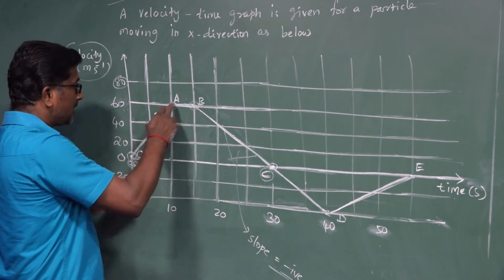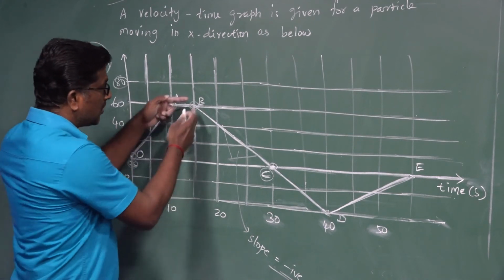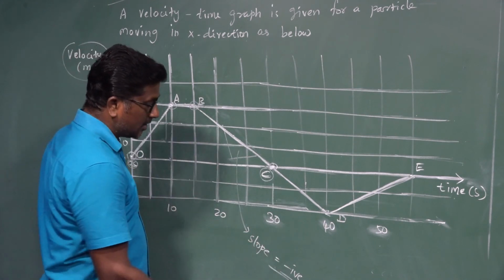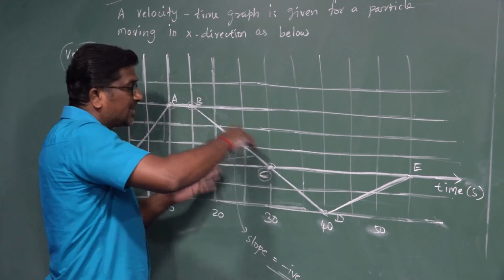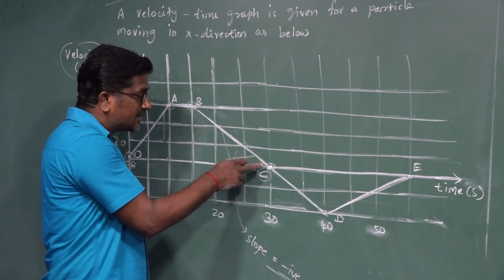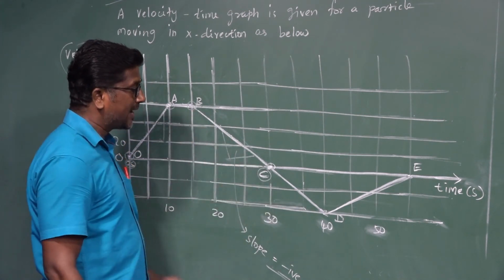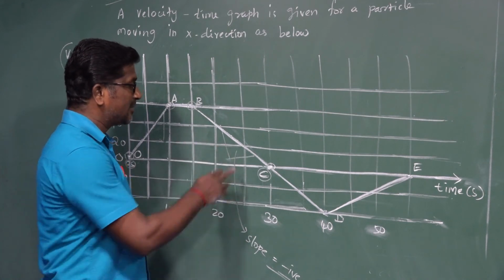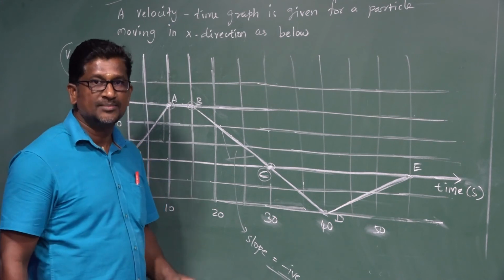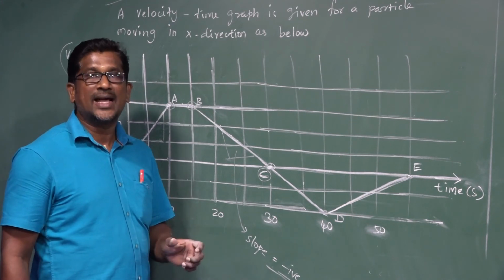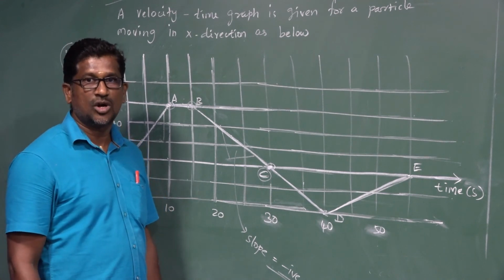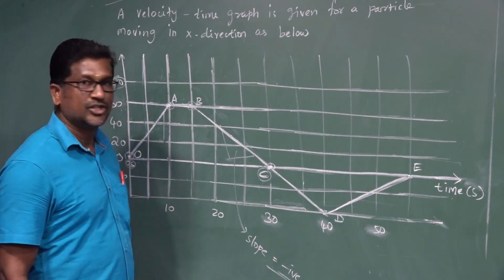From O to A, the slope value is positive. From B to C, the slope value is negative. If the slope value is negative, it means the particle velocity decreases. If the particle velocity continuously decreases with time, then the acceleration experienced by the particle becomes negative. That negative acceleration is called retardation or deceleration.